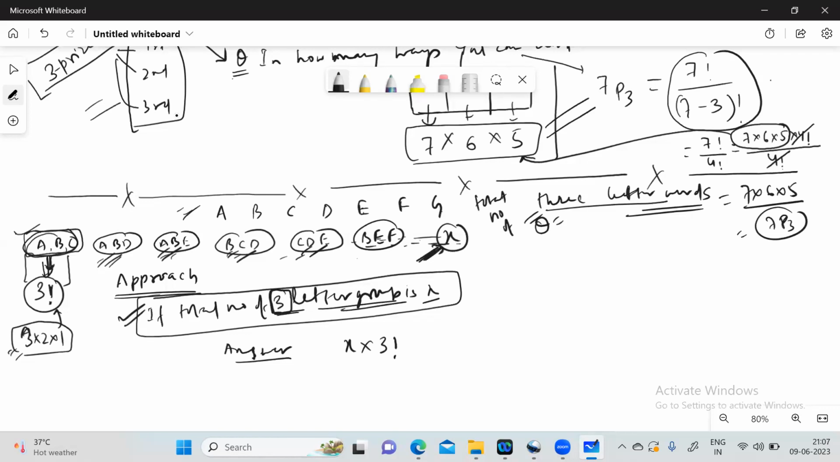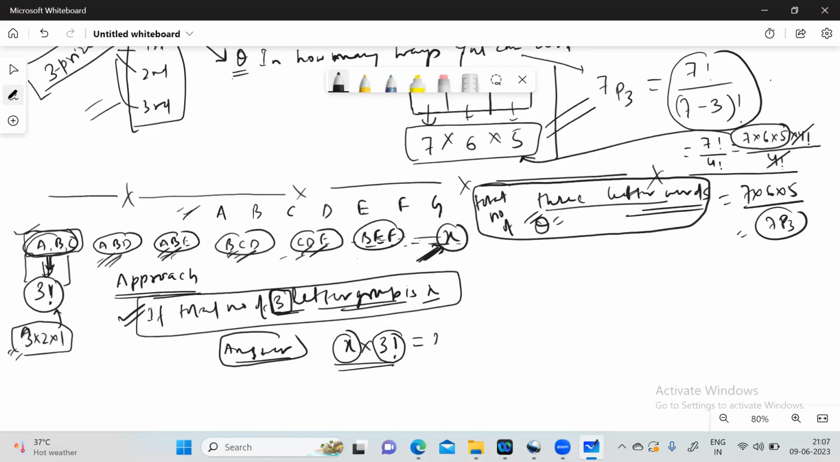So total number of possible arrangements, which I was asking, the real question was total number of 3-letter words. वो कितना होगा? So if the number of groups is X and all the groups individually can be arranged in 3 factorial ways, this should be the answer. यस सर। Is it clear for everyone now? Yes, sir. So we found out that the answer for the same question was 7P3. Okay.